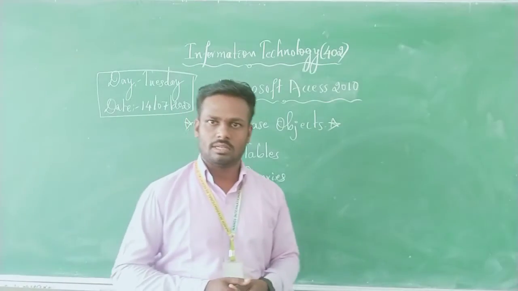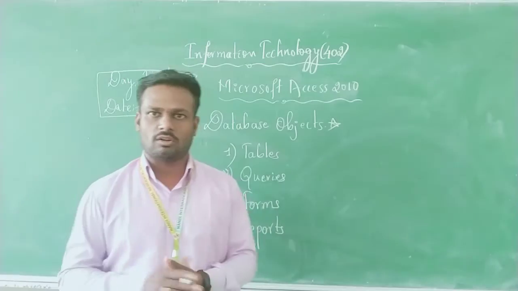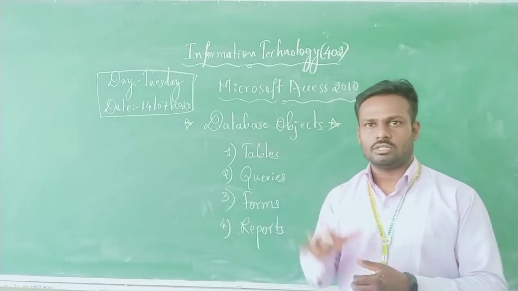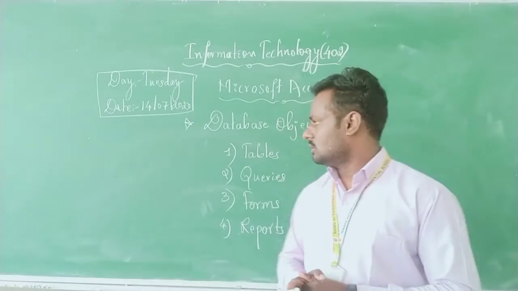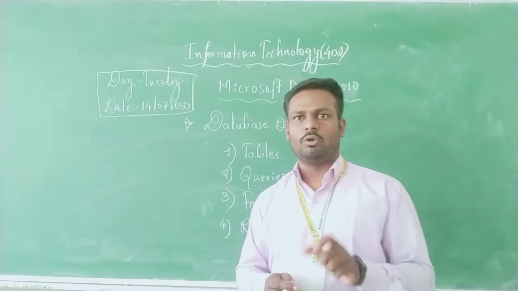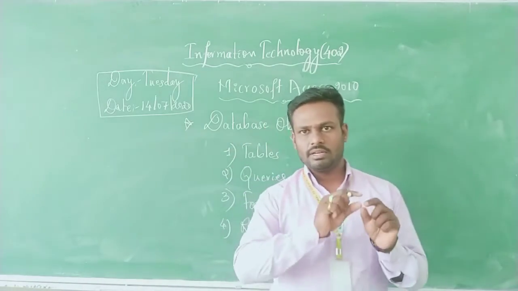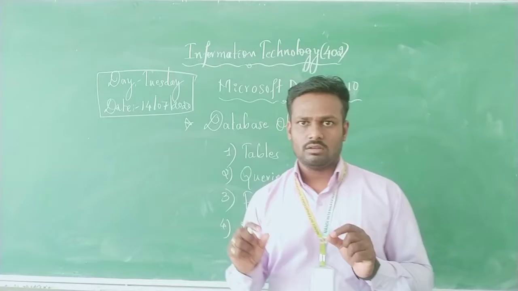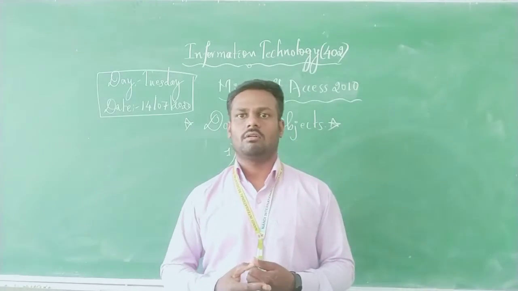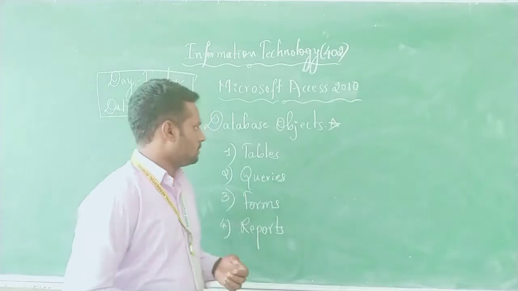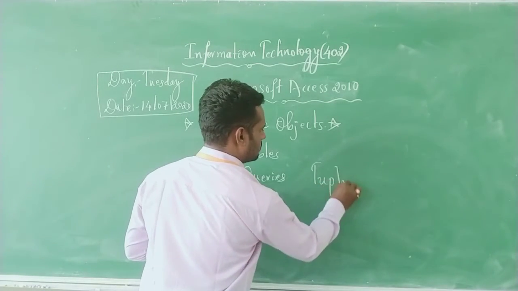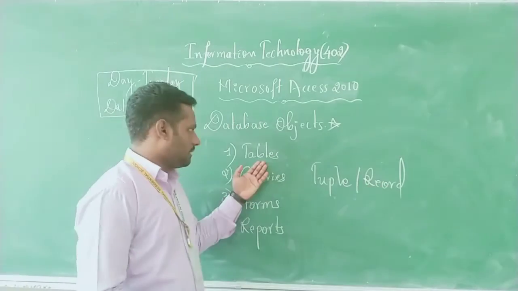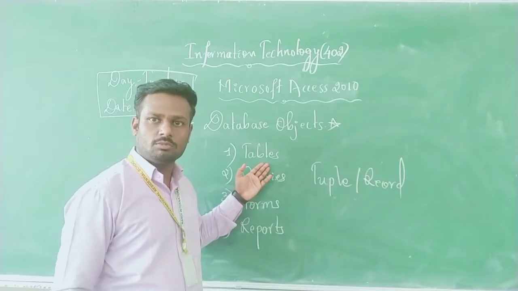As you already know, a table is formed by rows and columns, and whenever you insert data or information into a table, it will be put in a particular row and column. Each and every column we call a field, and the complete row we call a record. That record we also call a tuple. So a table is a very essential and very important object in a database.